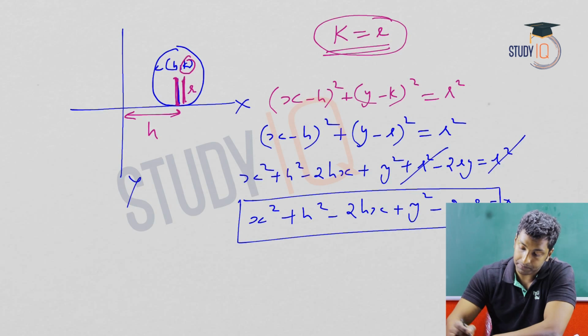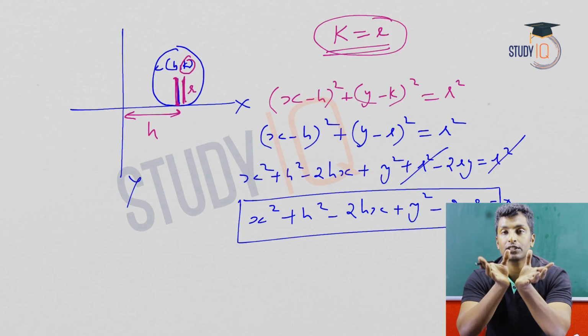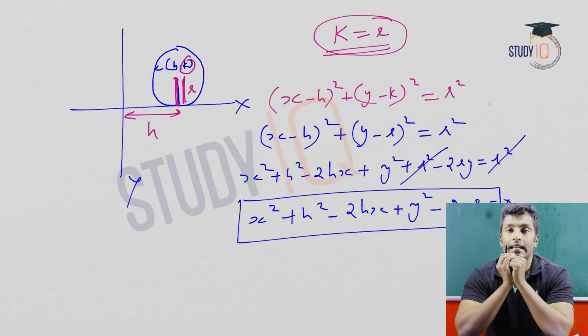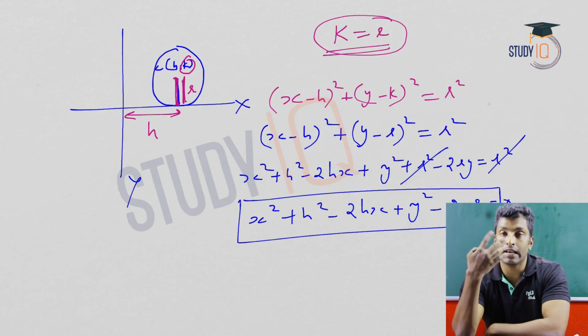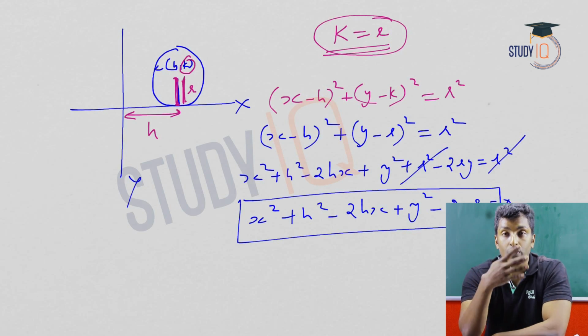is the required equation. So this is the equation of the circle which is touching the x-axis, not passing through the x-axis. So we are looking at different types of circles in the Euclidean plane.